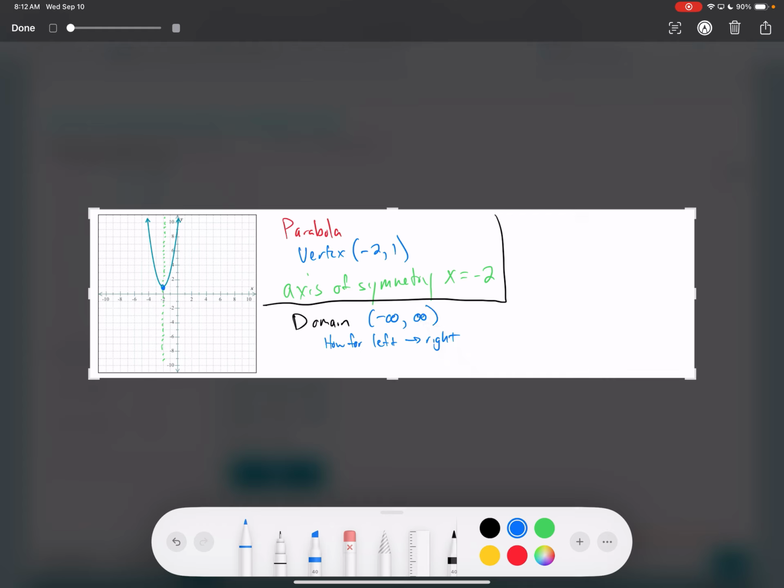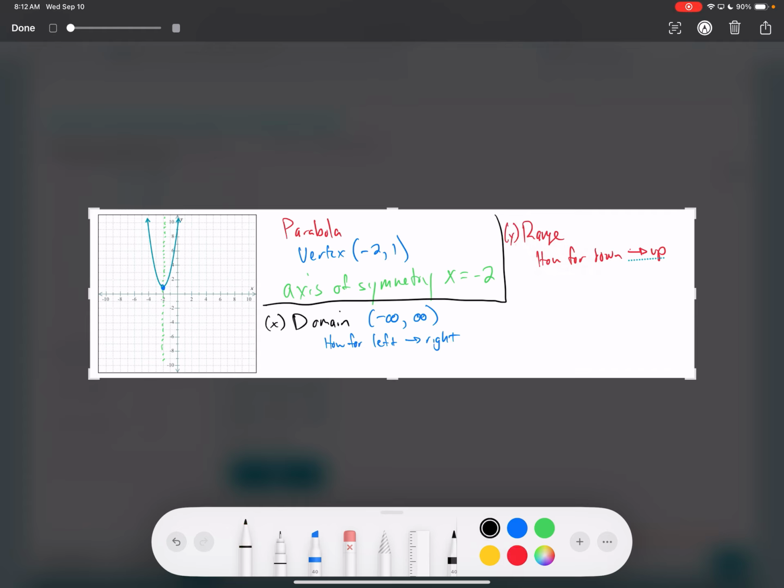So the domain is your x's. Remember, it's your x's. I forgot to write that right there, but it's my x. So I'm looking left to right because that's my x-axis. My range is how far down to up. I know this is kind of weird to say, but we want the bottom of the graph to the top of the graph. Okay, so the range is dealing with my y's.